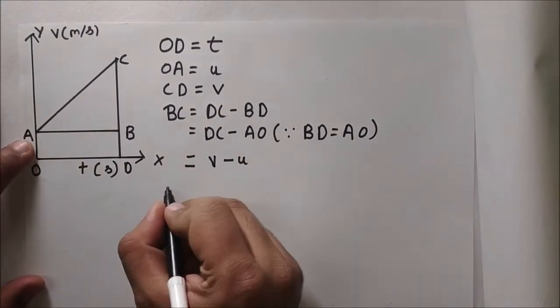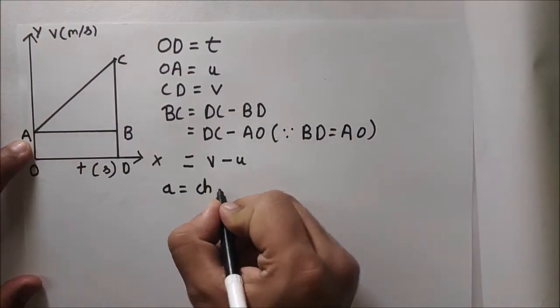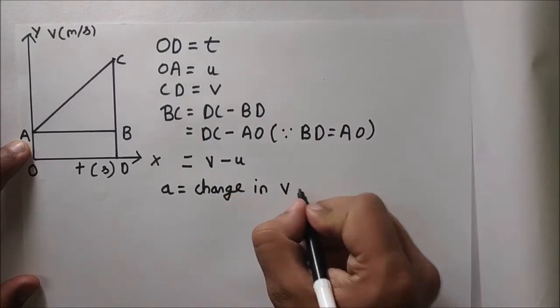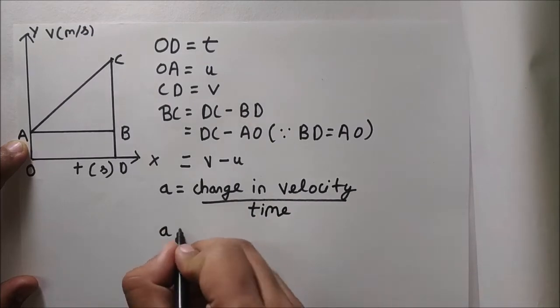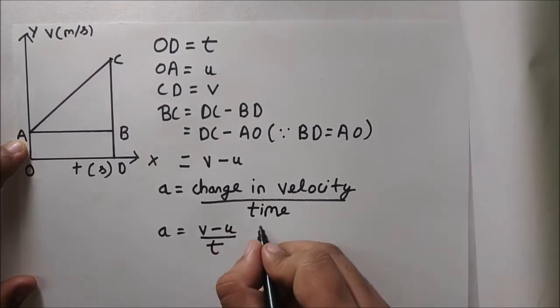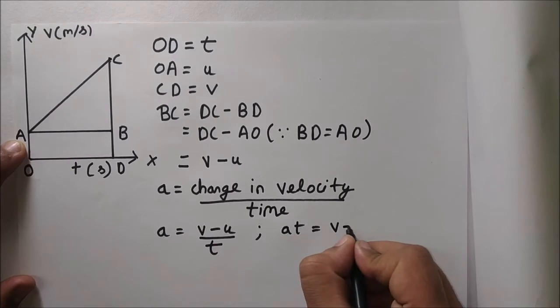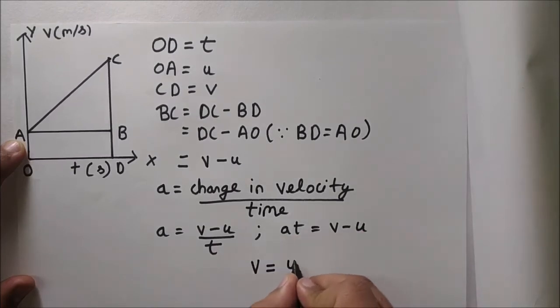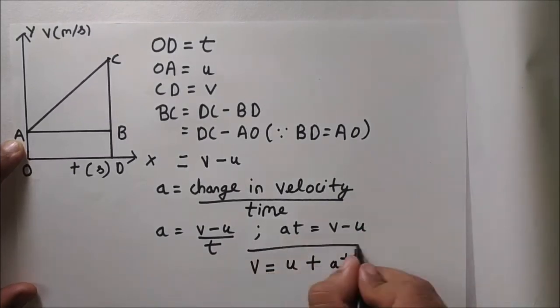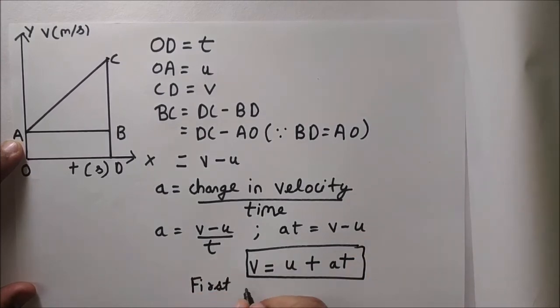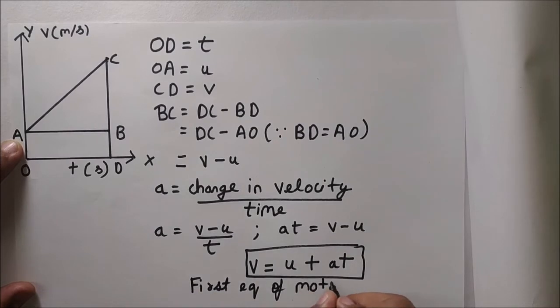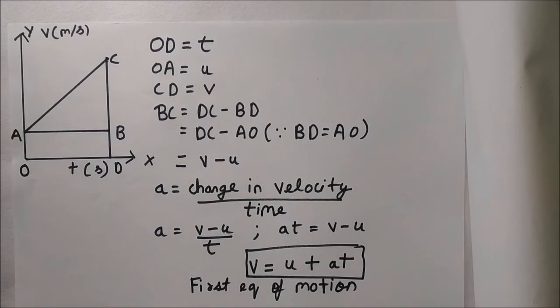So let us derive the first equation of motion. We know that acceleration is change in velocity upon time. So change in velocity will be what? BC, that's V minus U, upon OD. No, actually AB, but AB and OD are equal. So that's time. Now we can take the T to the LHS, and AT is equal to V minus U. And here we can take that minus U onto the LHS, and we can write it as V equals U plus AT.